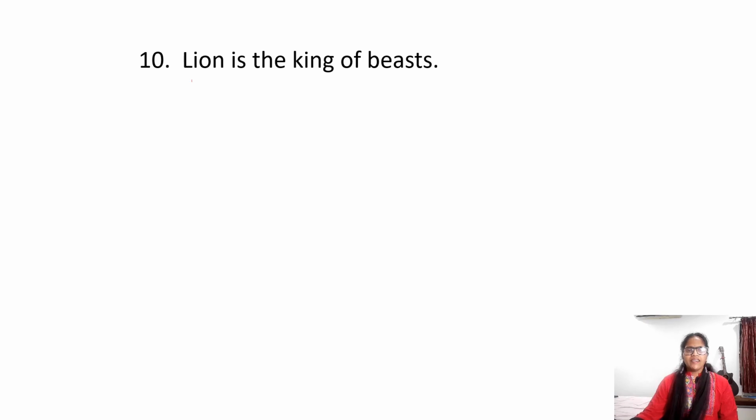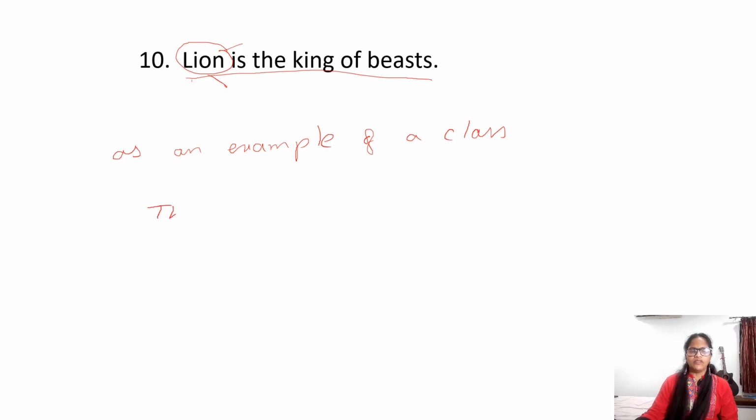Next one, lion is the king of beasts. Here lion is used to refer the entire class. Lion is used as an example of a class. Lion refers to entire class of lions. When you are using a noun as an example of a class, we should use article the. Now here, the lion is the king of beasts is the correct answer.